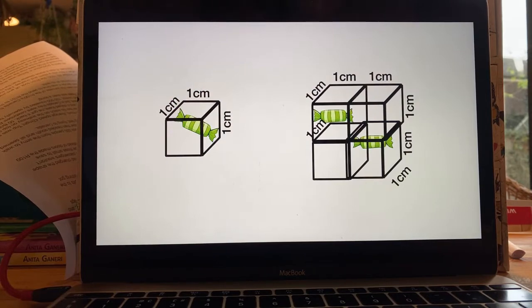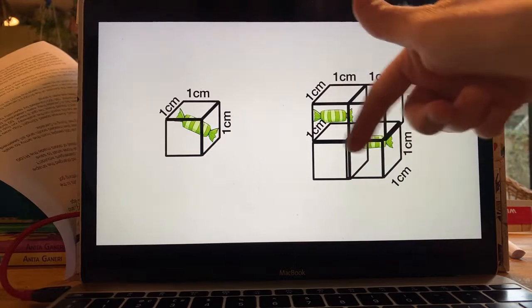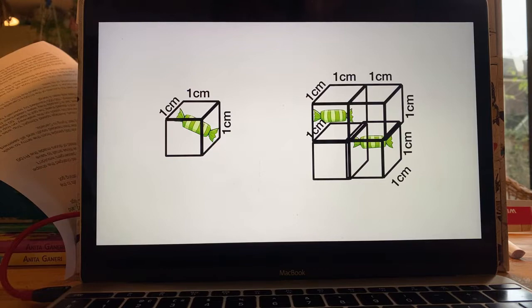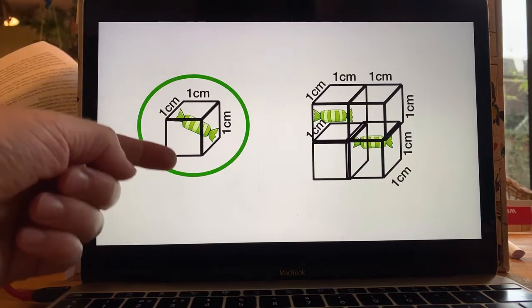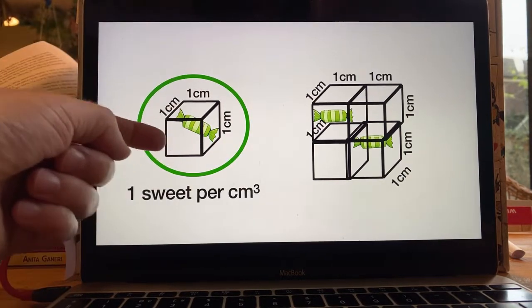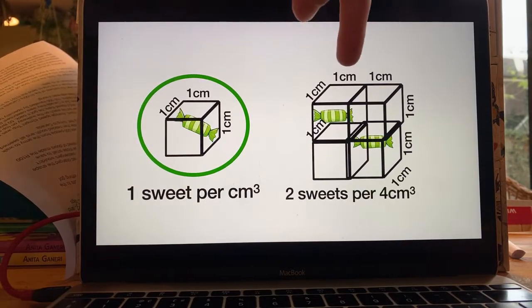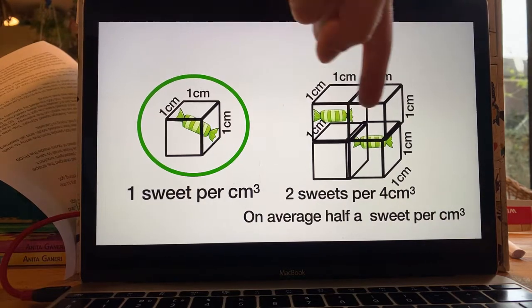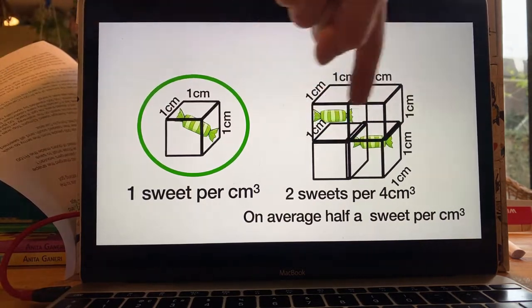All right, the second one, you've got a centimetre cubed with 1 sweet in, and you've now got 4 centimetres cubed, kind of pushed together, and overall that big box has got 2 sweets in. Which one of those is denser? The answer is, it's this one, the first one, because there you've got 1 sweet per centimetre cubed. And here, you've got 2 sweets per 4 centimetres cubed, so on average that's only half a sweet per centimetre cubed. So this box isn't as densely packed.